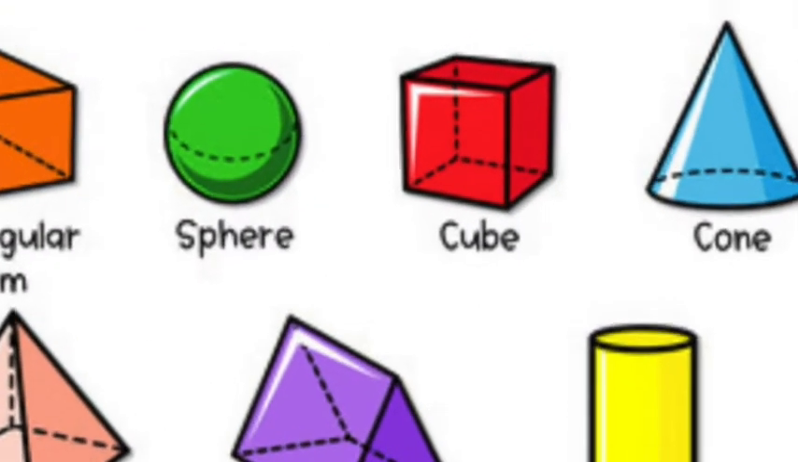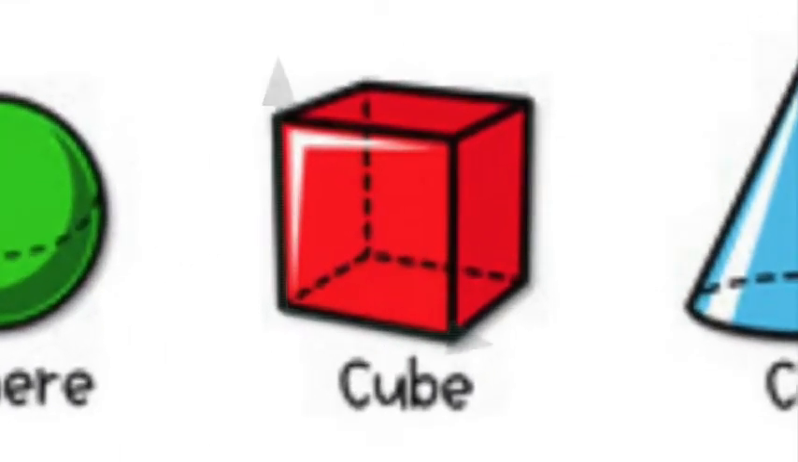Let's look a little bit closer at one of our 3D forms, which is a cube. This one also has up and down, side to side, but this time it also has back and forth. This 3D form goes three ways, or three dimensions.